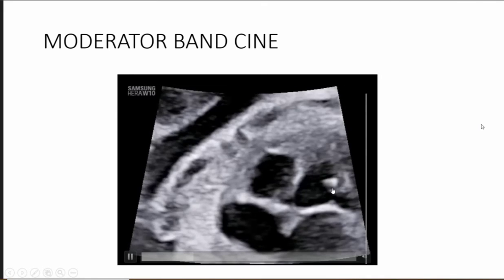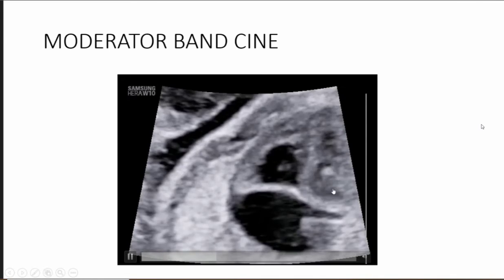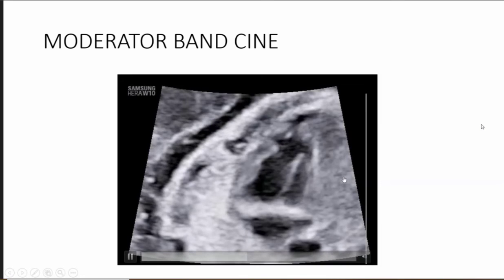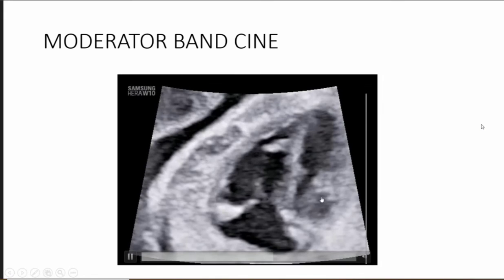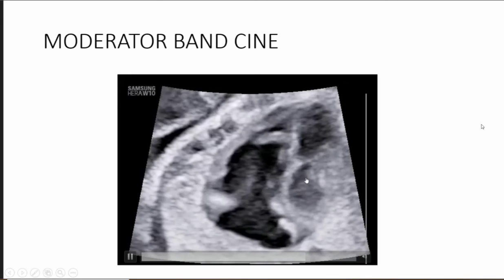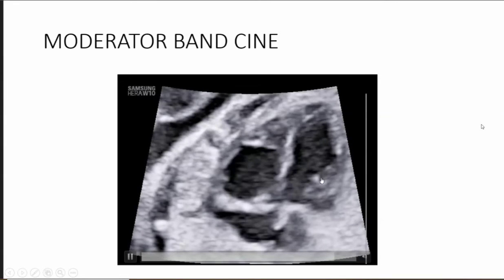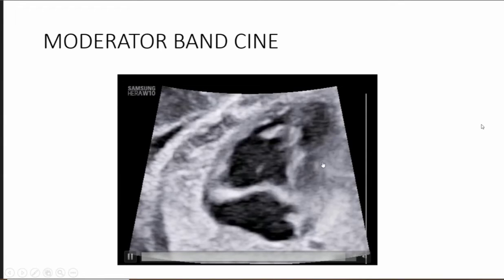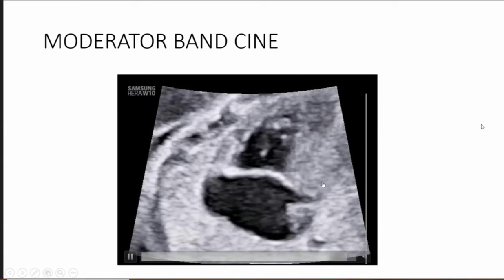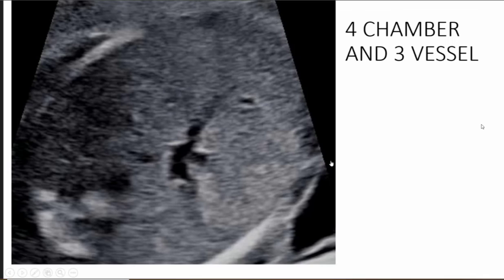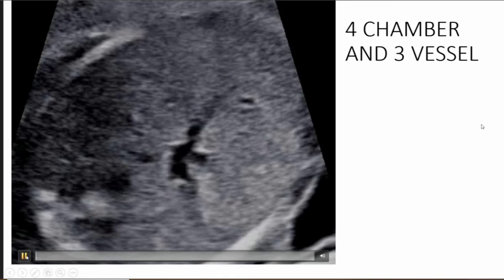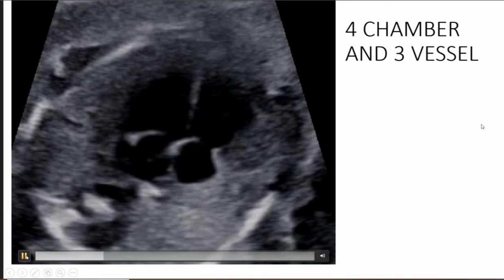Now we have the moderator band here. In the right ventricle, if you have an echogenic structure in the distal part of the ventricle, and if that is connecting the papillary muscle to the interventricular septum, as shown here, then it is a moderator band and it is not an echogenic focus. Now I will take you from the 4-chamber view into 3 vessels.